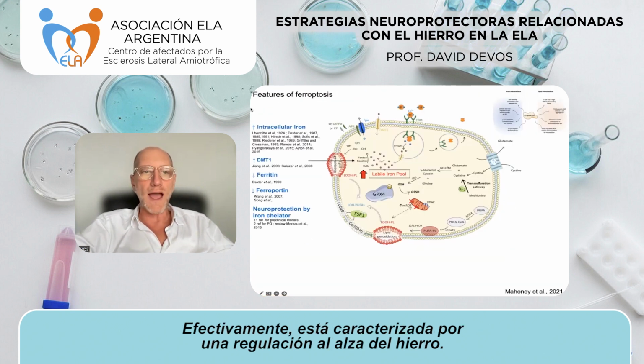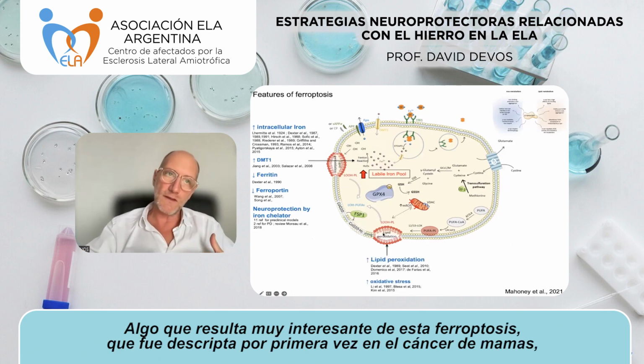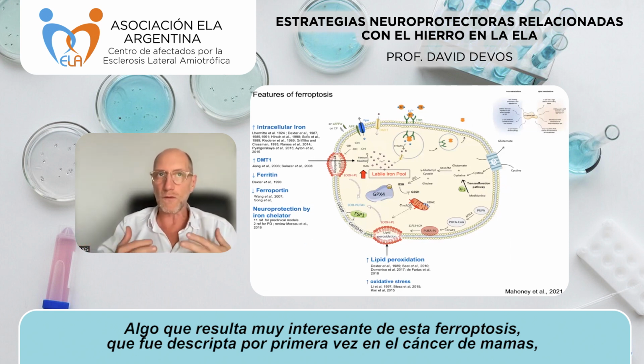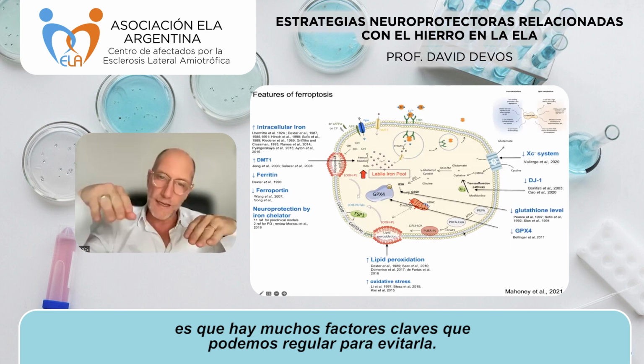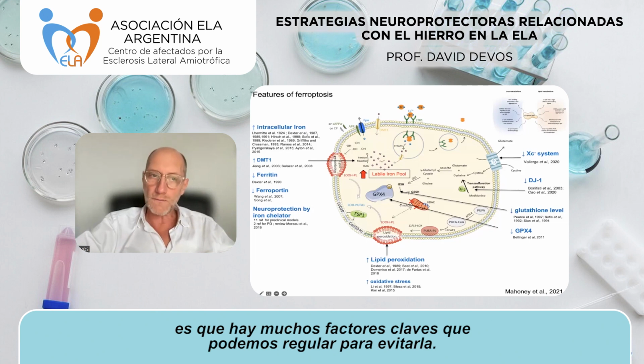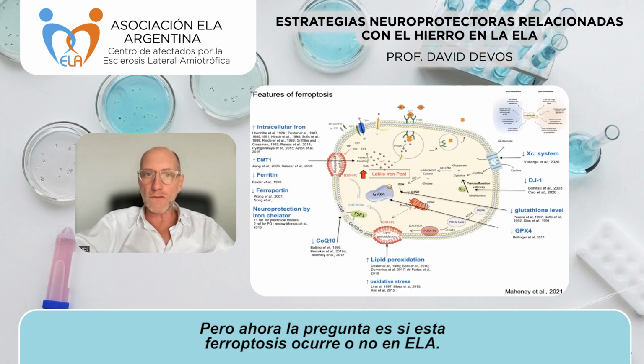Indeed, it is characterized by an iron up-regulation, and by doing this, it can lead to lipid peroxidation, which degrades the membrane. And what is really interesting with this ferroptosis, which has been described first in breast cancer, is that there are numerous key actors you can regulate to avoid this ferroptosis. So this is a new highway of different pharmacological targets to reduce this iron-related cell death. But now the question is whether or not this ferroptosis occurs in ALS.